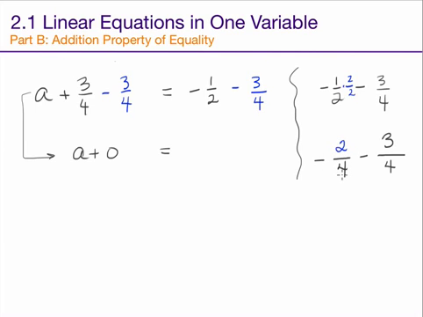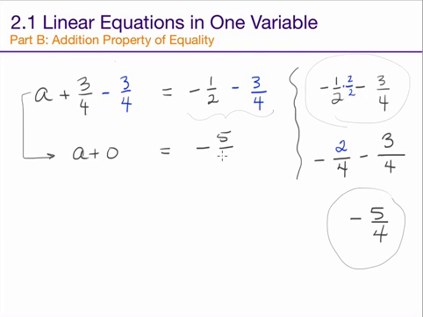-2 of something minus another 3 of the same thing is -5 of those. -2/4 minus another 3/4 is -5/4. This arithmetic, -1/2 minus 3/4, gives me this number, so I can replace the right-hand side with -5/4. a plus 0 equals -5/4 means a equals -5/4.